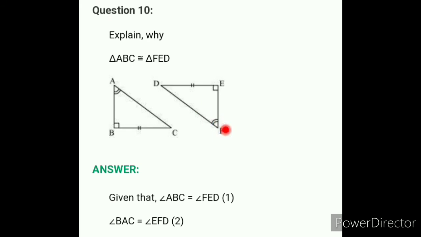Now, all the four criteria are not possible here. For that we have to find the measures of angle C and angle D. There are no angle measures, only the right angle is given. Angle A measure is not given, but these two are equal. Two angles are equal.